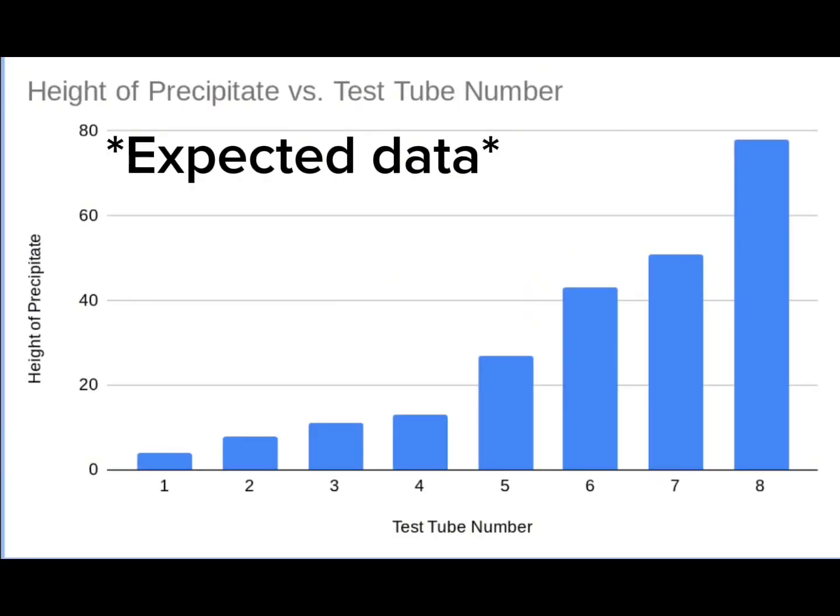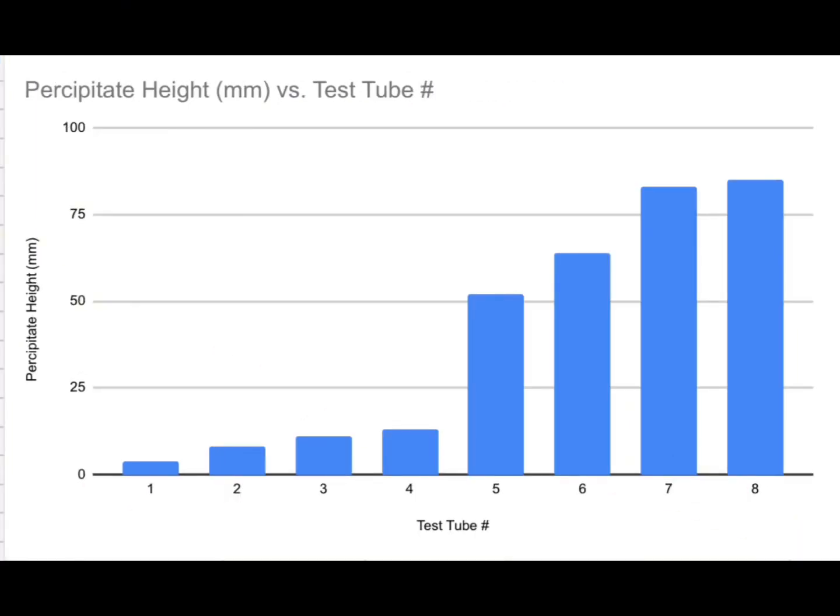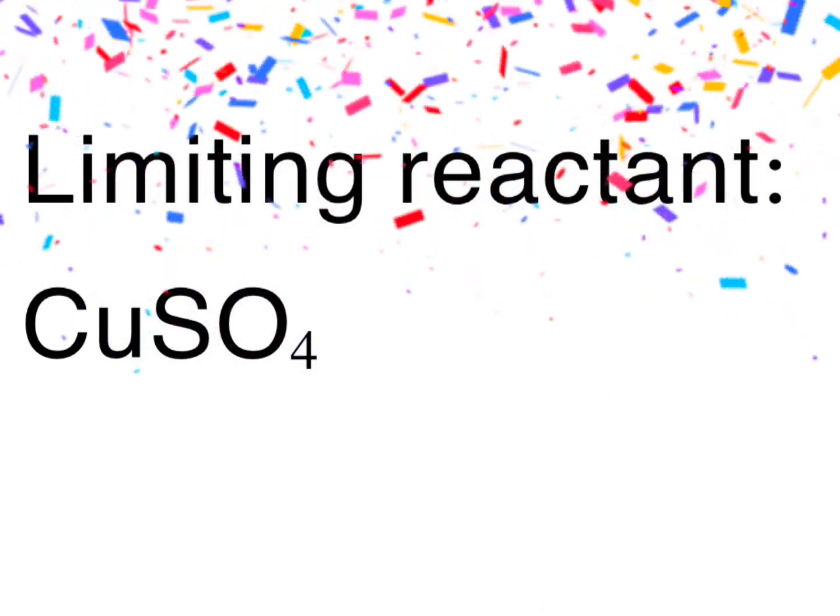In tubes 5 through 8, we would expect KOH to still be the limiting reactant and the height of the precipitate to continue to grow. This is not the case. Instead, the height of the precipitate leveled off. With this information, we can infer that the limiting reactant switched to CuSO4.